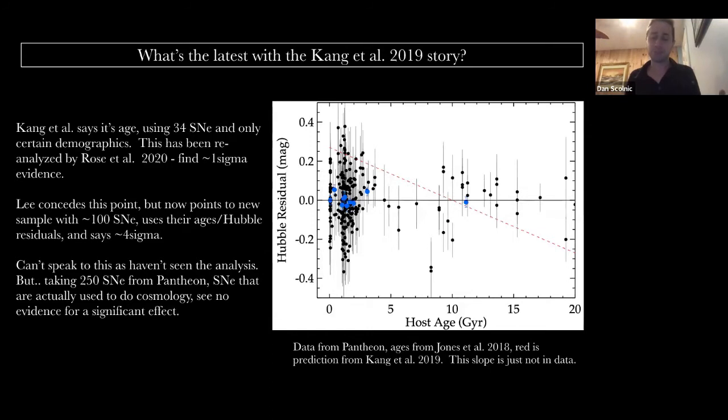And these are actually the supernovae that I'm using to do the cosmology. On the right, this is the plot. This is showing Hubble residuals from Pantheon versus the host age. The red line is the prediction from Kang et al., and in blue you're seeing the binned Hubble residuals. I think everyone can see that this effect isn't there. It's not in the data. It's at least not in any data that I have used or seen, or data that's been used to do cosmology.